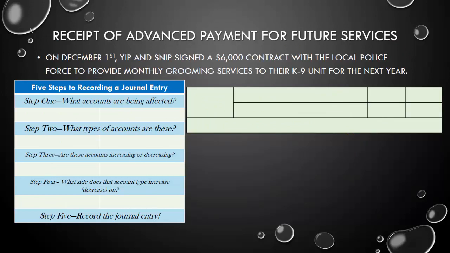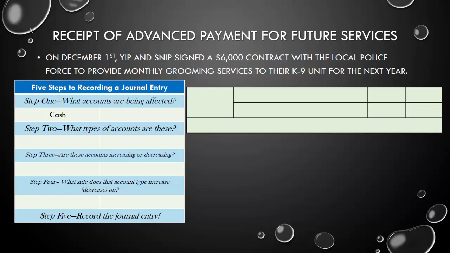Next up, we have the receipt of advance payment for future services. So on December 1st, Yip and Snip is going to sign a $6,000 contract with a local police force to provide monthly grooming services for their canine unit, and this contract is going to last 1 year. Well, what accounts are being affected when we sign this contract and receive advance payment? We're receiving this payment now, which means one of the accounts being affected has to be cash.